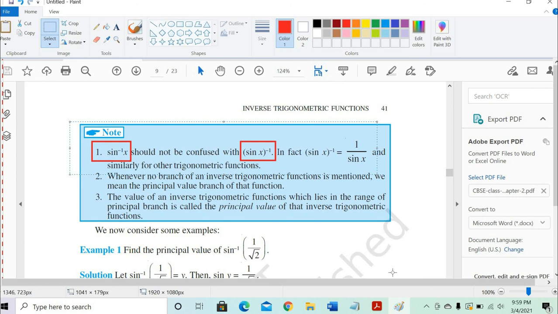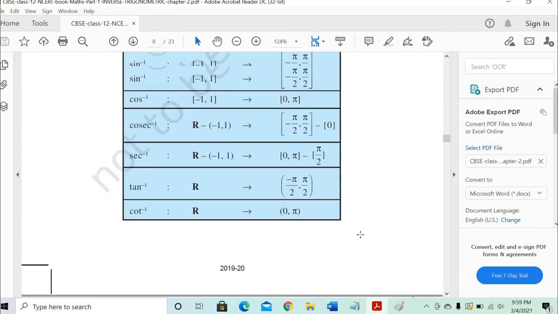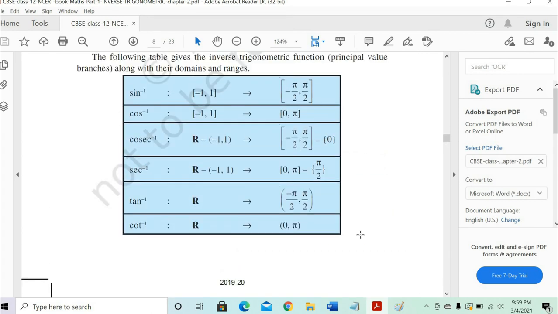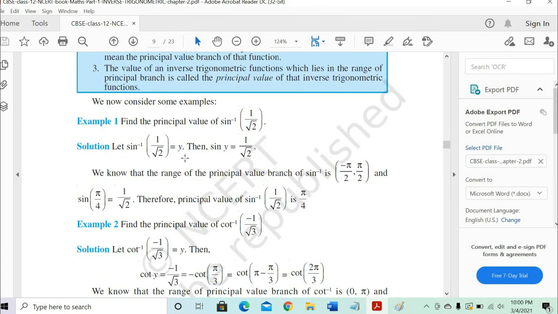Got it? Yes, sir. That's where we can say that is in between the part. Clear? Clear. Let's go with the example first now. We'll do one example so that it gets clarified for you. Find the principal value of sine inverse 1 by root 2.